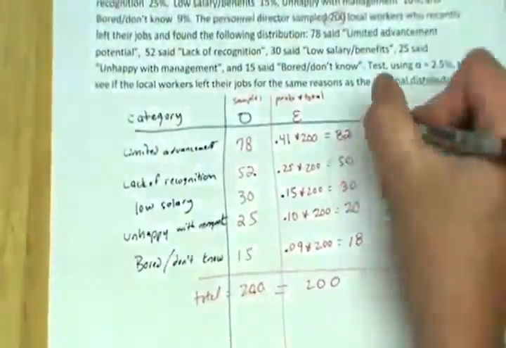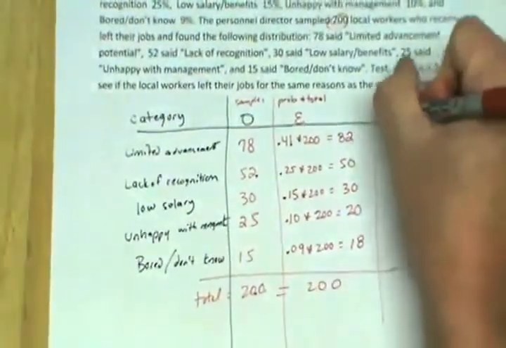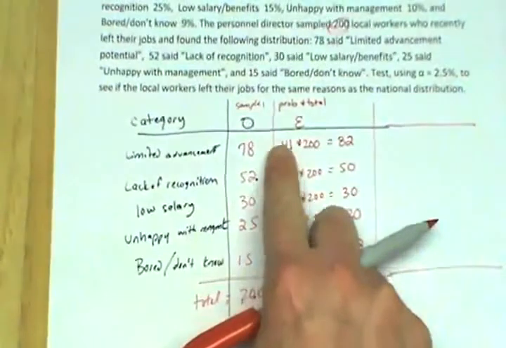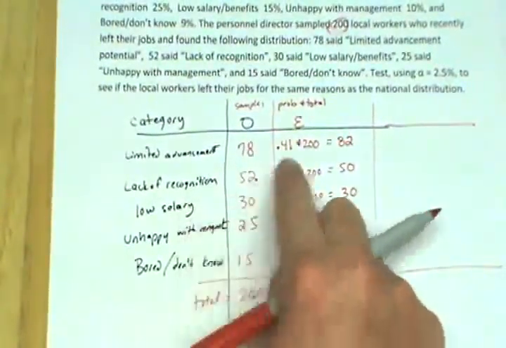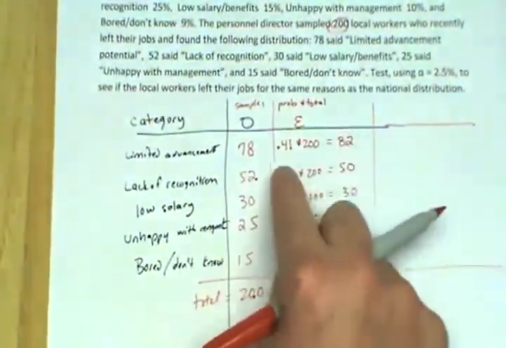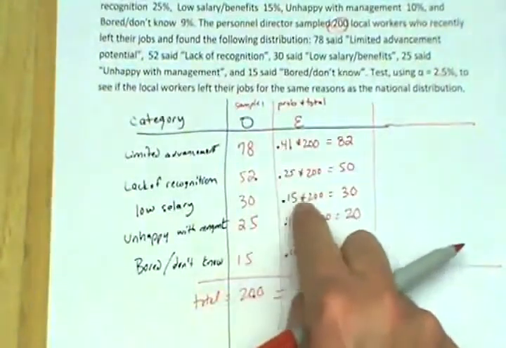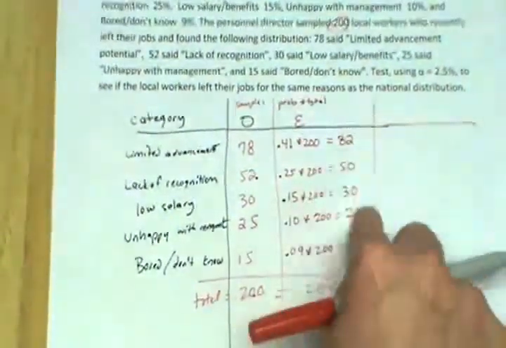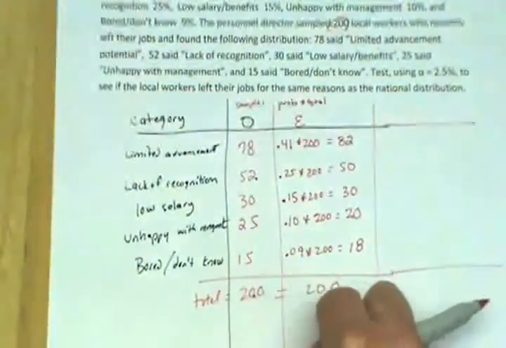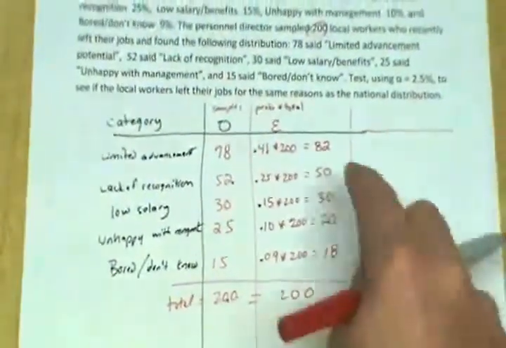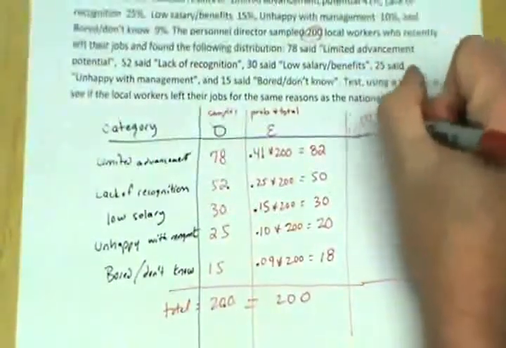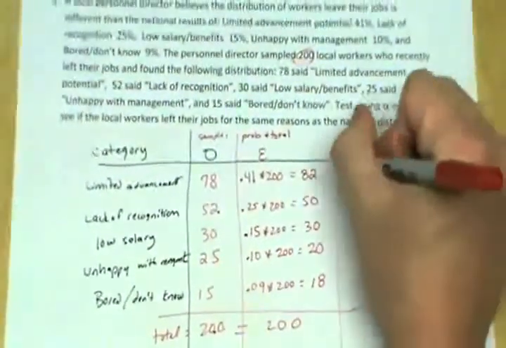So notice this is not an equal distribution. This is a weighted distribution. 41%. If it was equal, 1, 2, 3, 4, 5, each would have 20%. That would total 100%, but it's not. 41%, 25%, so we multiply the percentage times the total, and we get back a new total of 200 with a different distribution. Okay, so now we're going to do O minus E squared over E for each of these.